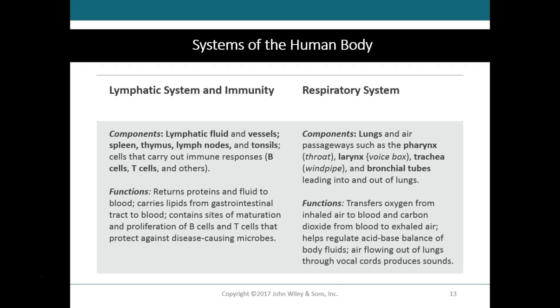The respiratory system, primary organs are the lungs and the air passageways, such as the pharynx and the larynx and the trachea, and the bronchial tubes that go into and out of the lungs.